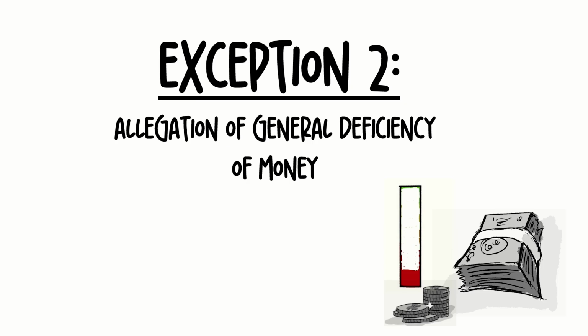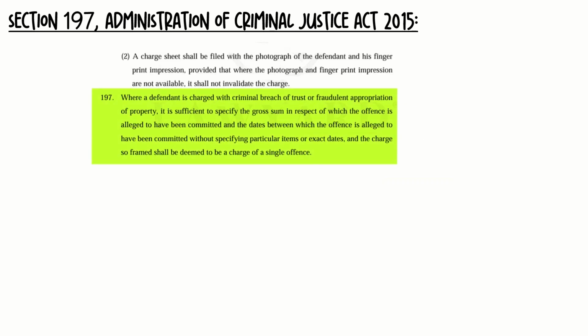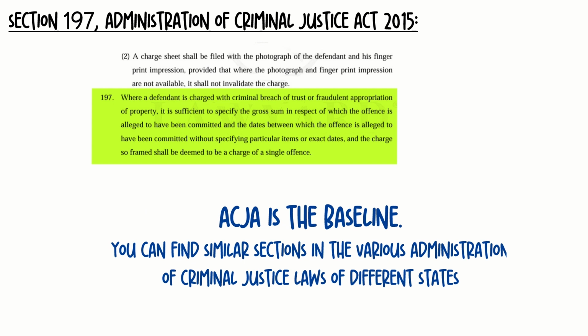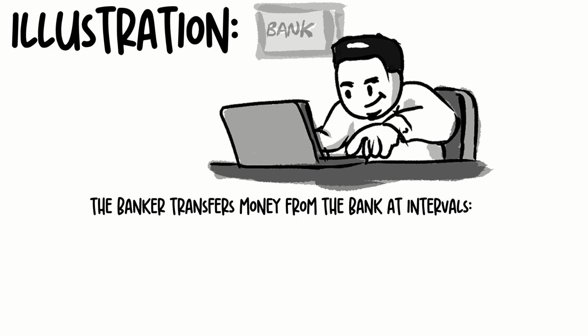Second exception, allegation of general deficiency of money. This is another exception provided for in Section 197 of ACJA. I'm using ACJA as a baseline, but you can find them in the various ACJLs. Now let me explain the second exception. Imagine if someone working at the bank has been siphoning money from the bank at different times. This is what we call different transactions.